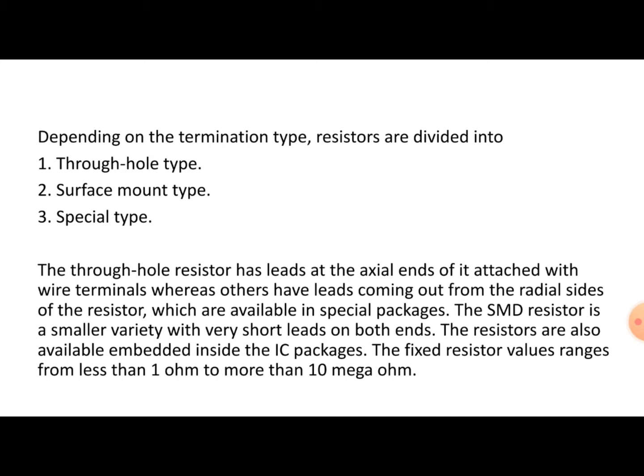Depending on the termination type, resistors are divided into through-hole type, surface mount type, and special type. The through-hole resistor has leads at the axial ends of it attached with wire terminals, whereas others have leads coming out from the radial sides of the resistor, which are available in special packages. The SMD resistor is a smaller variety with very short leads on both ends. The resistors are also available embedded inside the IC packages. The fixed resistor values range from less than 1 ohm to more than 10 mega ohm.